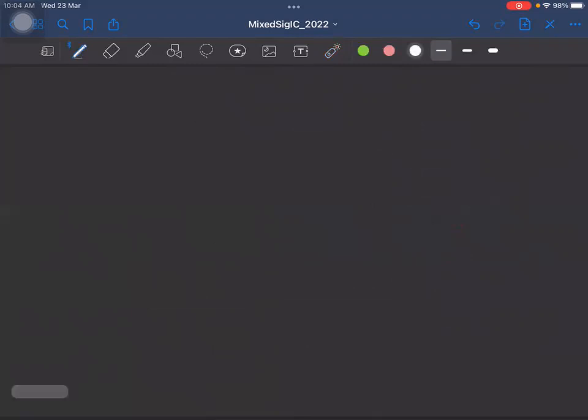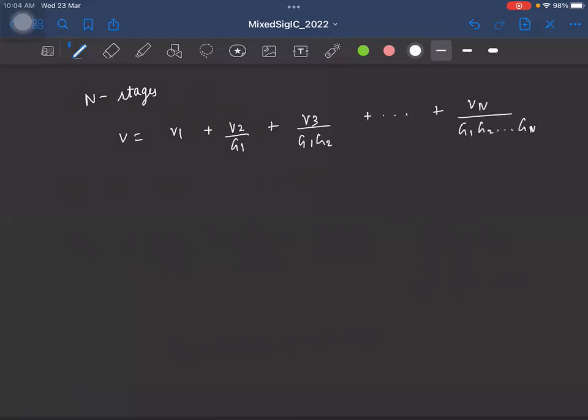So I have n stages, right? I combine in this fashion as we saw: V1 plus V2 by G1 plus V3 by G1 G2 plus the last stage output by all the n minus 1 gains it sees before, right? So this will be equal to the input plus what? Q, the quantization noise of which stage? Last stage, is that clear? So the last stage's noise divided by G1, G2 till Gn minus 1.